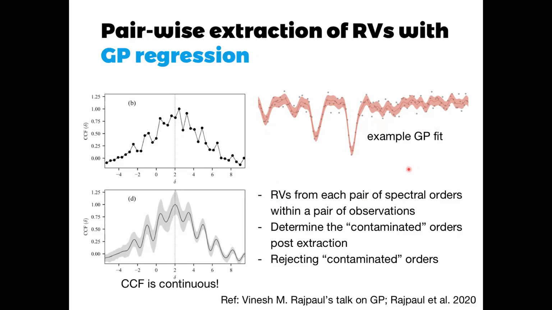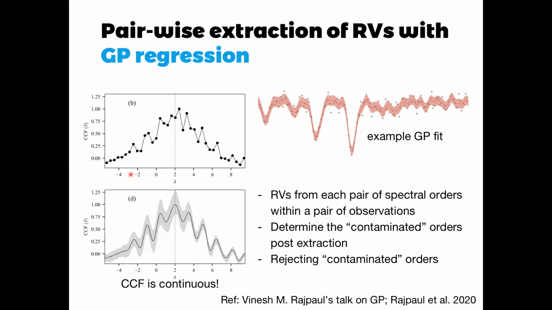And then how does it deal with contamination? Well, after it determines the radial velocities, it goes back to see which orders perform badly and excludes those contaminated by either telluric lines or stellar variation, and then just kicks them out from this suite of radial velocities from those pairwise measurements, rejecting those orders. And indeed, they see an improvement in comparison to other methods.